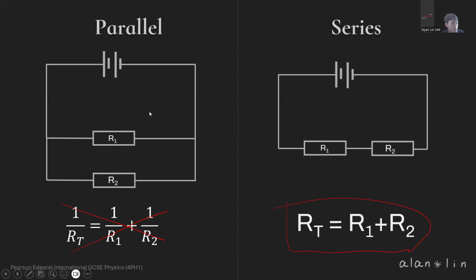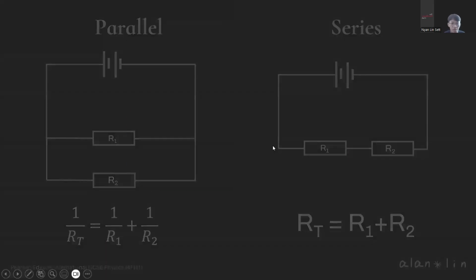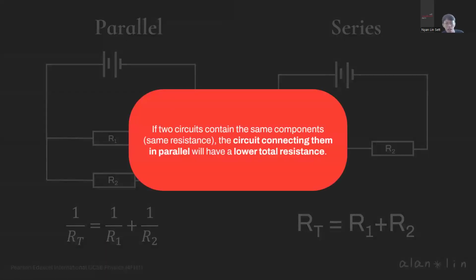Now, what is the implication of this? Well, take a look at these two circuits. We have R1 and R2. And in both circuits, R1 and R2 are exactly identical. In such kind of scenarios, the parallel circuit connecting those two components will have a lower total resistance because of this equation. You do not need to know the equation, you just need to know its implication. What is the implication? It is that the circuit in parallel will have a lower total resistance. Cool, now we know this.